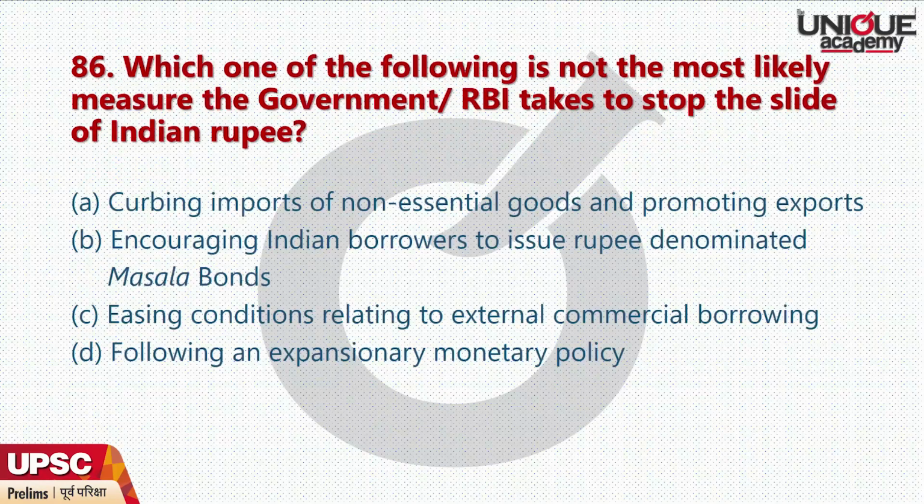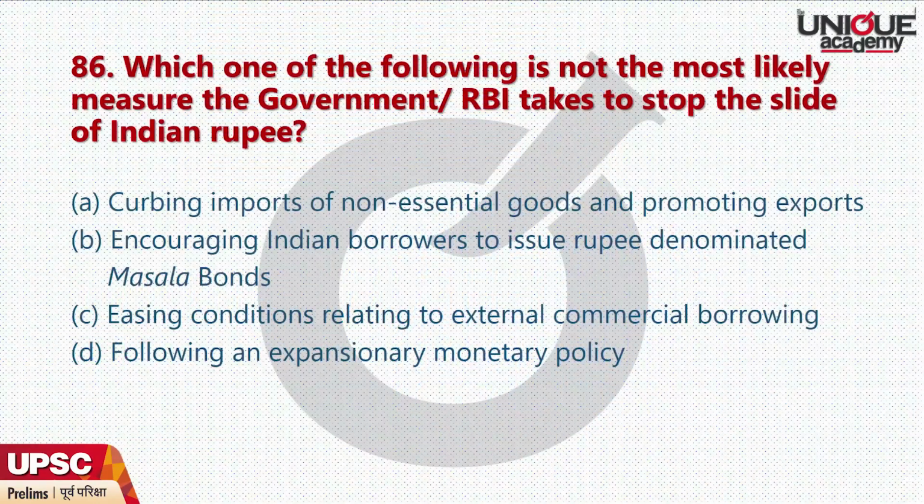So coming to the next question, number 86: which one of the following is not the most likely measure the government or RBI takes to stop the slide of the Indian rupee? So let us say the rupee is undergoing a slide. Again, this is very similar to the last question that we discussed, which was talking about the exchange risk, which we have discussed several times in our prelims paper. So this question again asks about the slide of the Indian rupee.